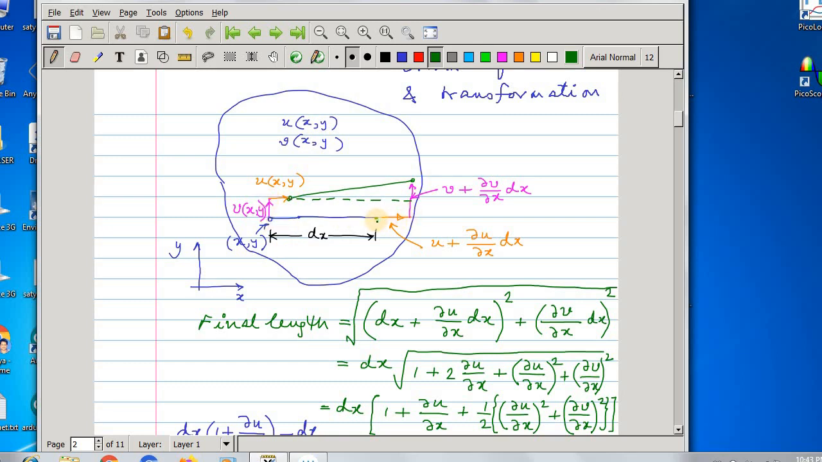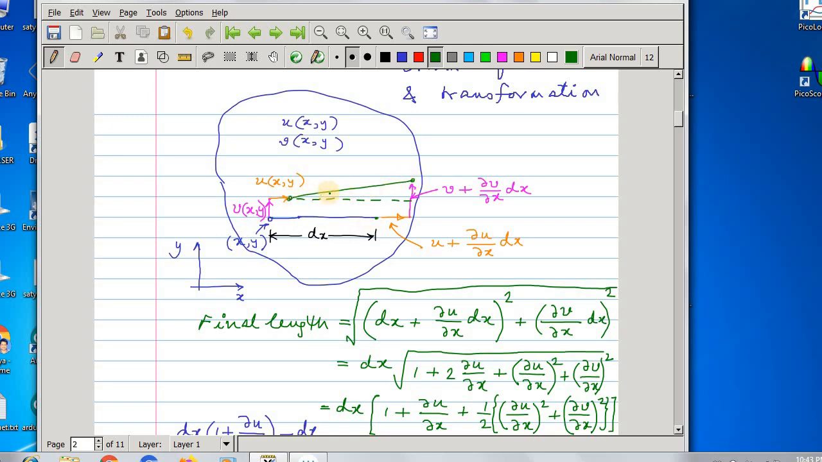At this other end, what would the displacements be? There will be a change in u, and since we are going in the x direction, u becomes u plus the rate of change of u with respect to x, times dx. Similarly v becomes v plus the rate of change of v with x, times dx. So this blue dx becomes this green line.